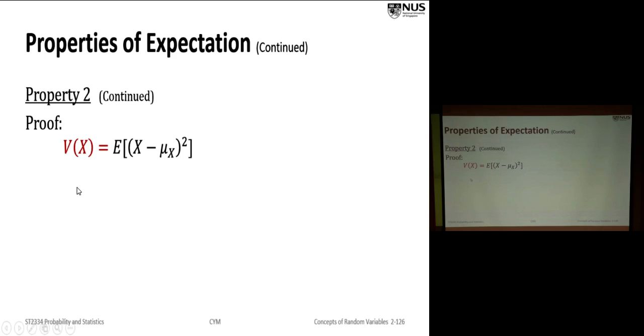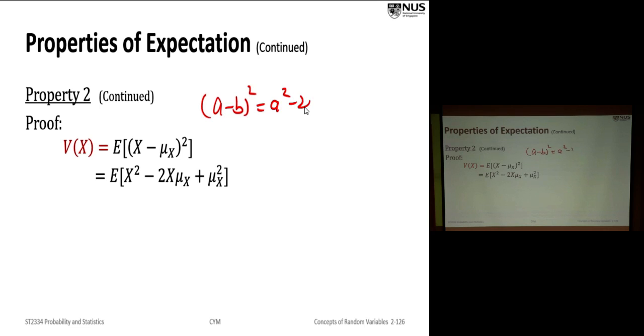All right, so it becomes expectation. This is just (a minus b) squared, which is equal to a squared minus 2ab plus b squared. a is x, b is mu x, so it's equal to this. All right, look at these three terms, the sum of these three terms. The first one is x squared, the square of the random variable x. The second one is minus 2 times mu x times x, then plus mu x squared.